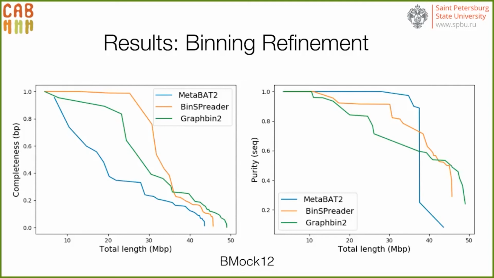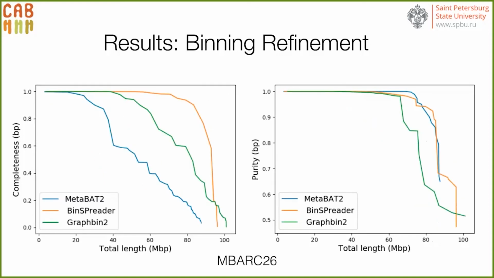So we see that both GraphBin2 and BinSPreader significantly increase the completeness of the initial bins, but BinSPreader does not introduce as many errors. The results are similar for the Embark dataset, except that in the absence of closely related organisms, BinSPreader does not introduce any contamination.